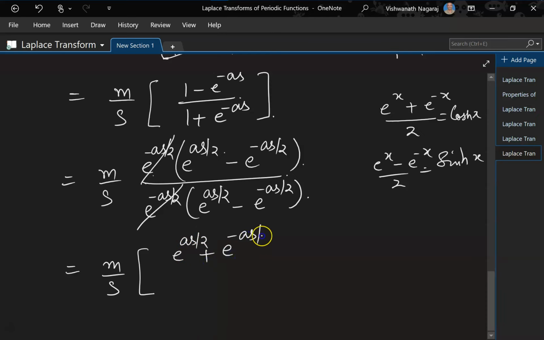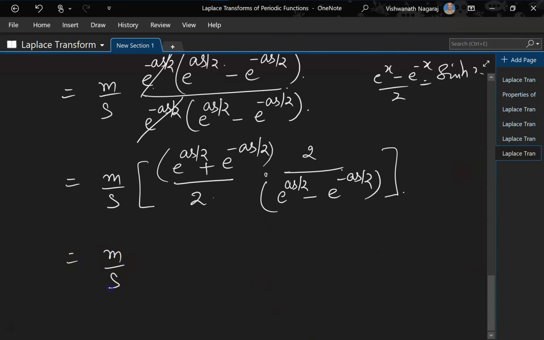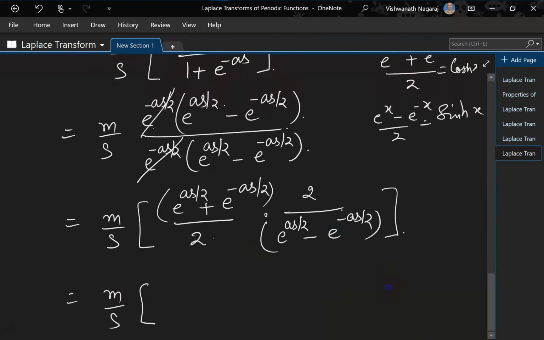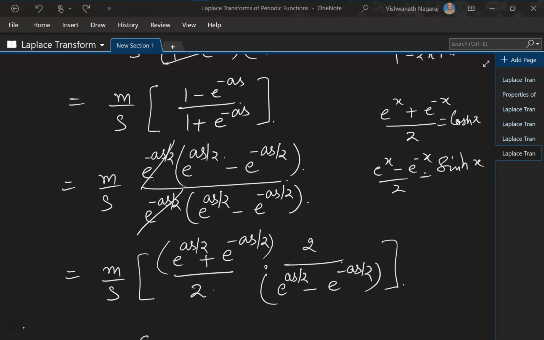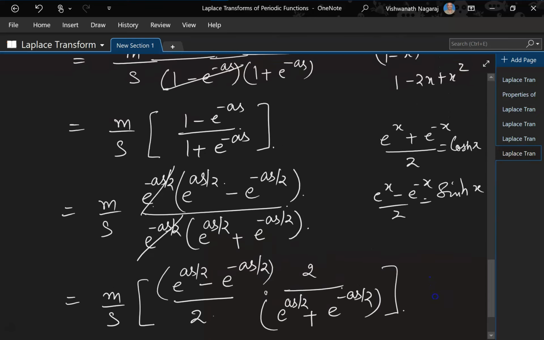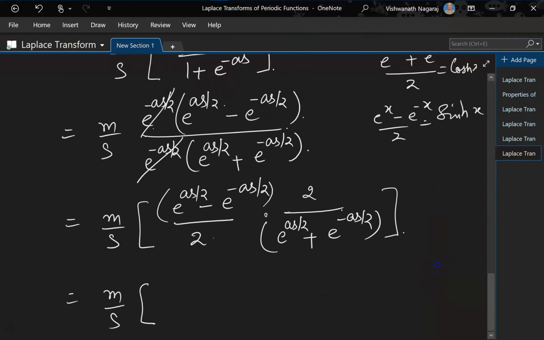Now what we can do is we can write it as (e to the power of as by 2 plus e to the power of minus as by 2) divided by 2. Let's introduce this 2. And just to cancel it out, let's put 2 in the numerator also: e to the power of as by 2 minus e to the power of minus as by 2. Right? So M by S. Now what is this? This is hyperbolic sine. No, my mistake. This is supposed to be plus and this is supposed to be minus. Yes. See, silly mistakes. So you have to be very, very careful here.